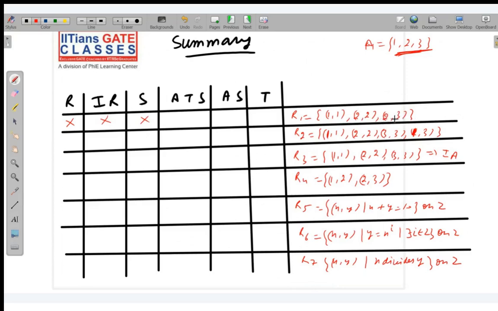2 3 is there. 3 2 should not be there. Okay, so it is not there, so it is anti-symmetric. What about asymmetric? No. Why? Because it needs to be anti-symmetric as well as irreflexive. Then we should have asymmetric.